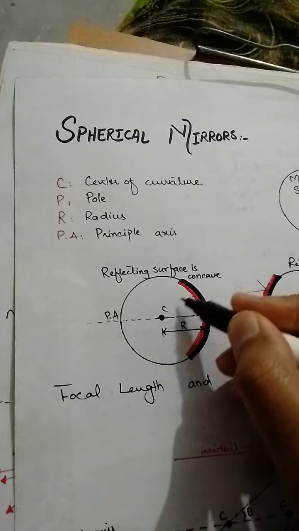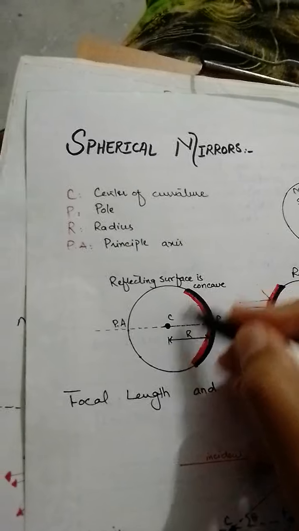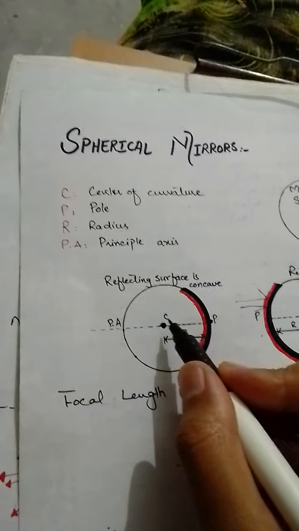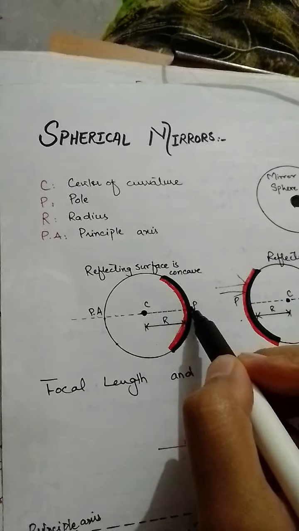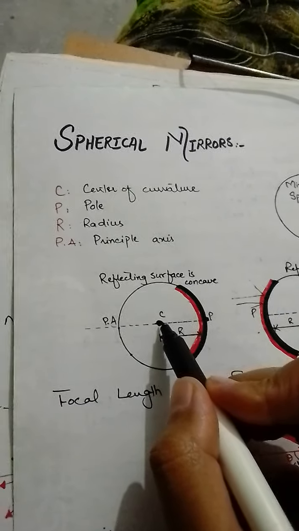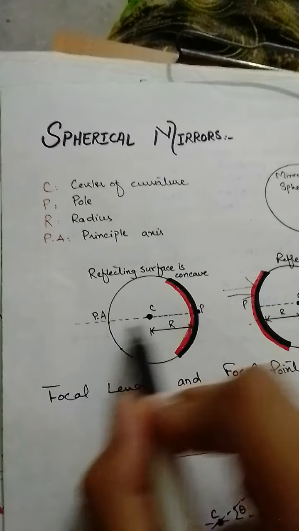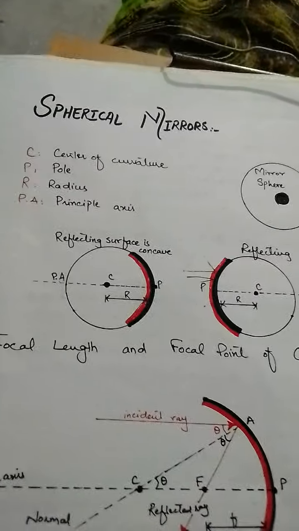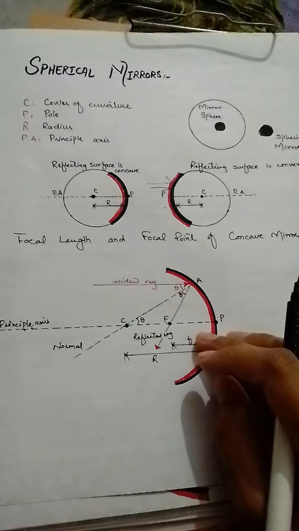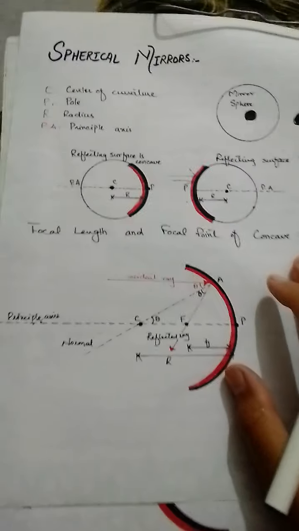If we draw a line from here to the center, it will be the radius. If we draw a line from this point to the center, it will be the radius. But when we draw a line from the pole to the center of curvature and extend it further, then only this whole line will be called the principal axis. So these four things are really necessary for you to understand in order to do the calculations for spherical mirrors.